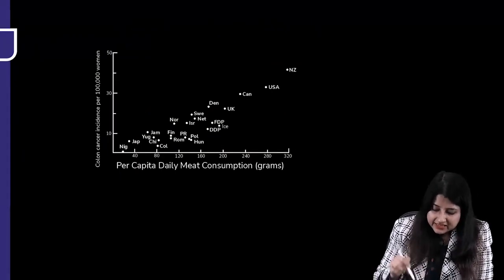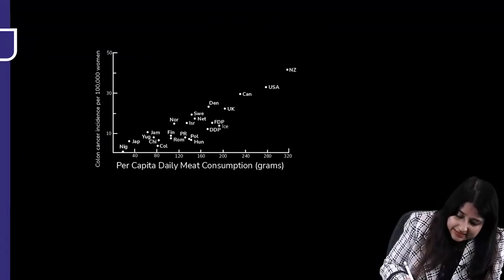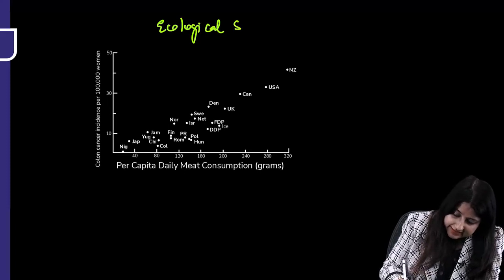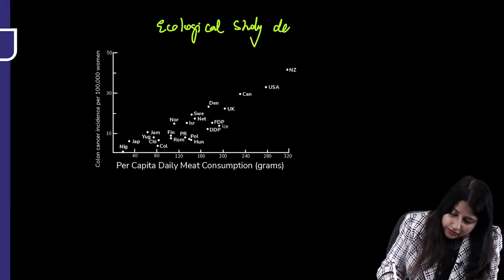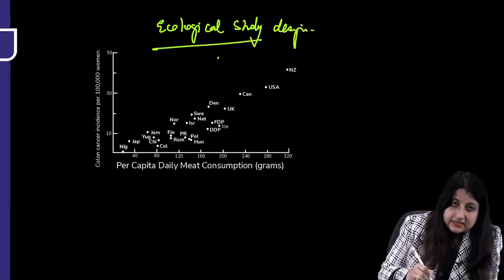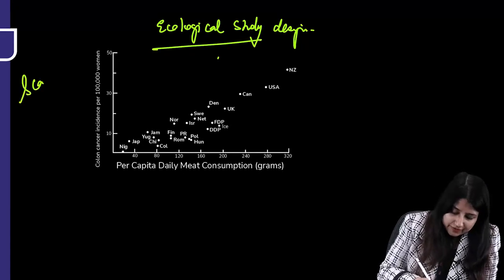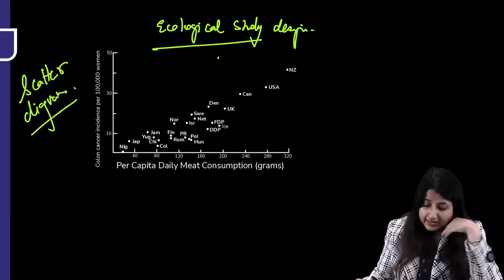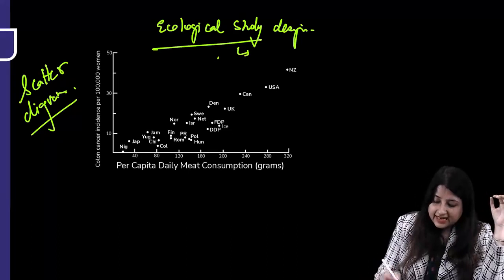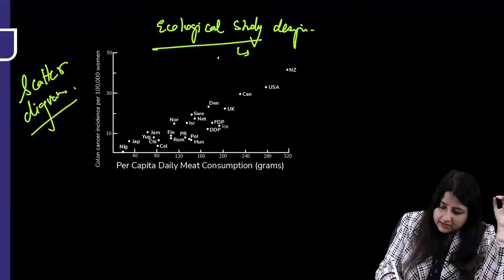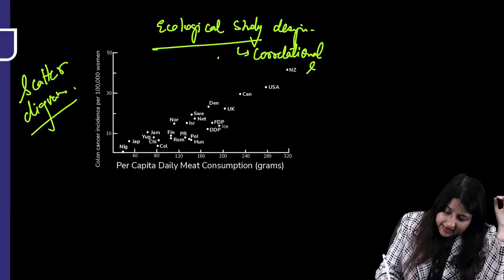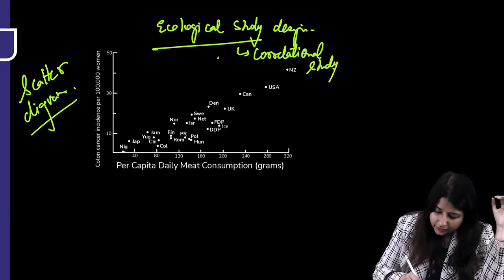Now look at this. If this image comes to you, this is the image of an ecological study design. This image is actually what we will be revising in biostats. This is the image of a scatter diagram, and a scatter diagram was used to represent the correlation. So, ecological study design is also known as a correlational study.